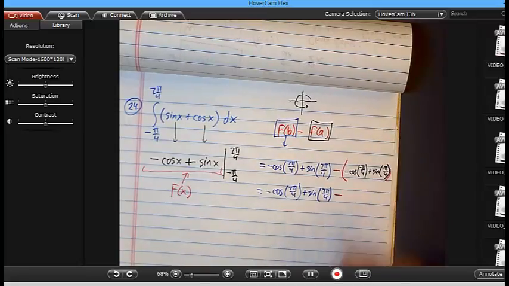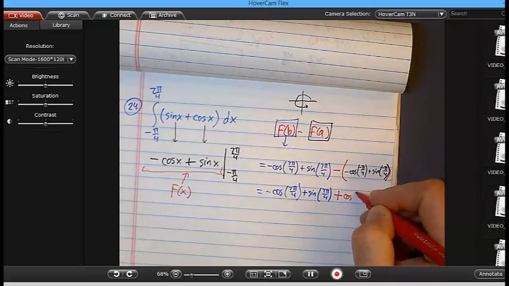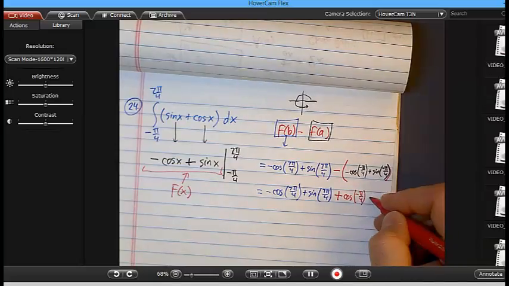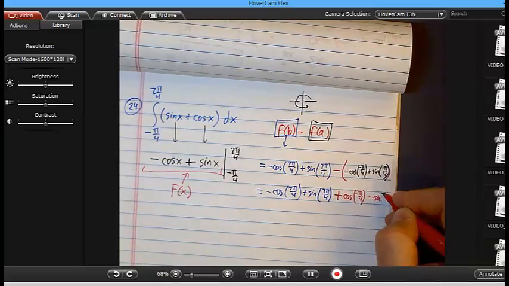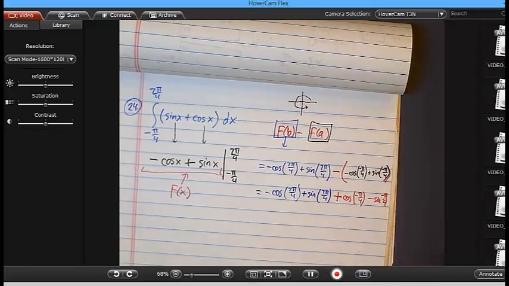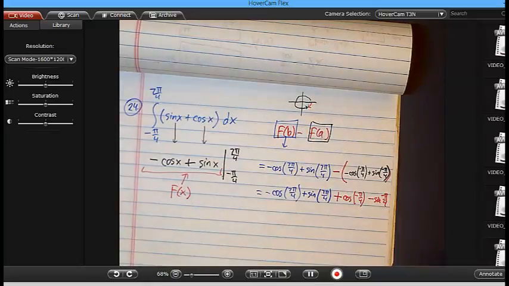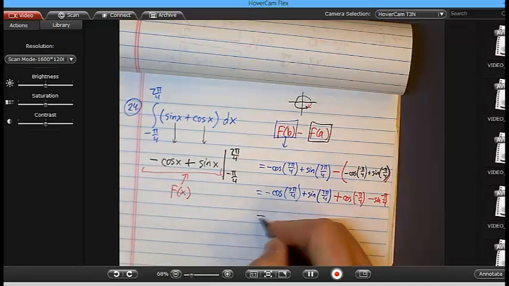Minus, well, it's going to become plus cosine of negative pi over 4, and it's going to become minus the sine of negative pi over 4, right? And what do you know about the cosine of negative pi over 4? Isn't that also square root of 2 over 2? Because you have the same angle going that way. You guys with me? You know what this equals? 0.